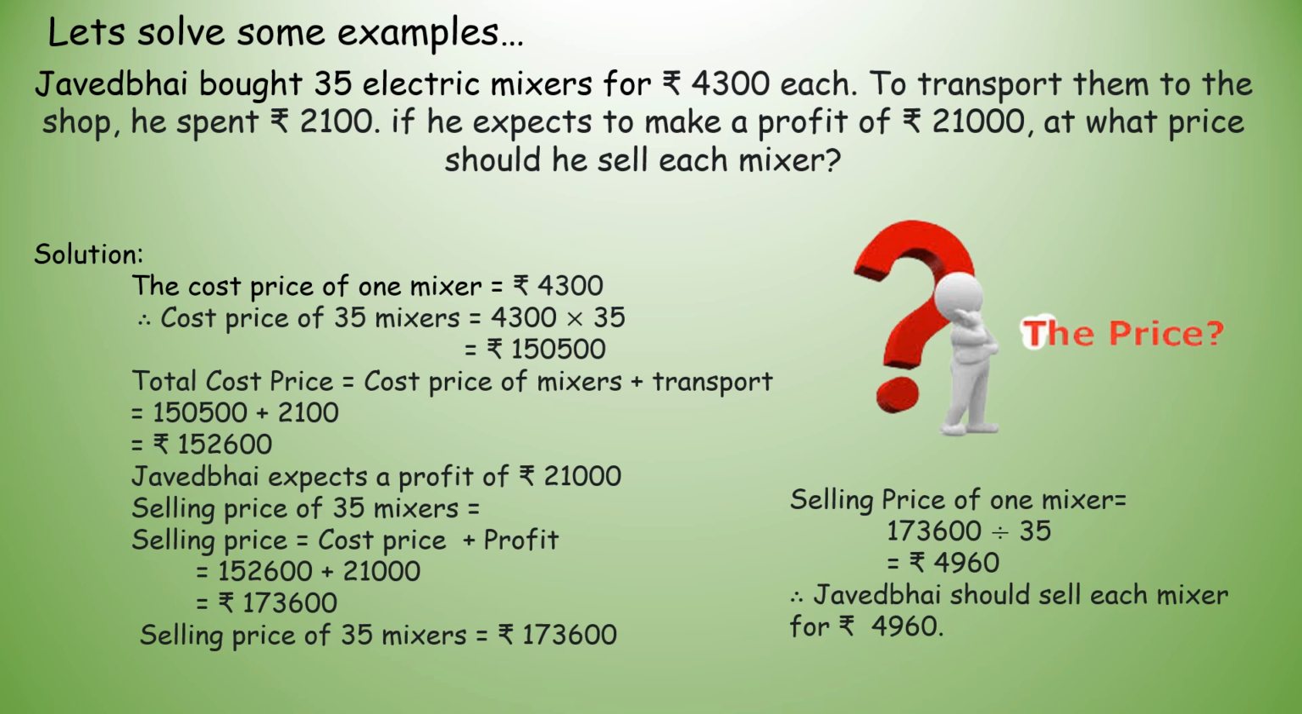So hence the selling price of 35 mixers is rupees 1,73,600. Now, 35 mixers we know, but we need to find out the selling price of one mixer. So 1,73,600 divided by 35, that is rupees 4,960, is the actual selling price of one mixer.